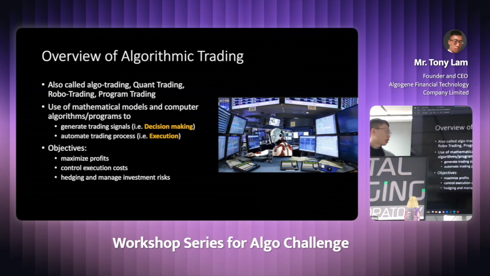So algo trading actually has several other names. Someone will call it bond trading, robot trading, or even program trading. So basically, they are just referring to the same things. So the basic idea is just to use some mathematical models or computing algorithms to achieve two things. The first thing is to generate signals. It is about decision making.